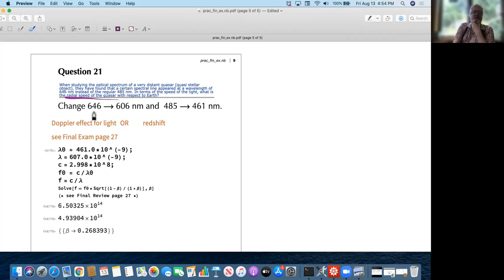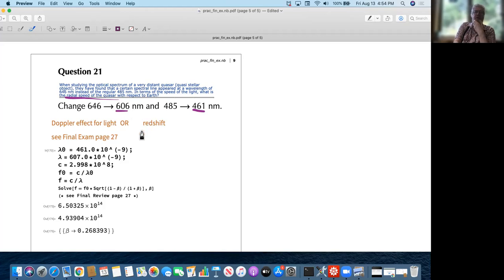Now, the numbers that are given in the sample exam that has the answers are not 646 and 485. They're 606 and 461. So try to do this problem, but use the numbers that were given with the practice exam where you can check your answer.